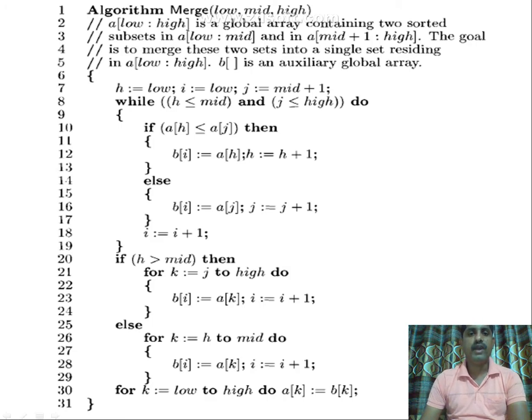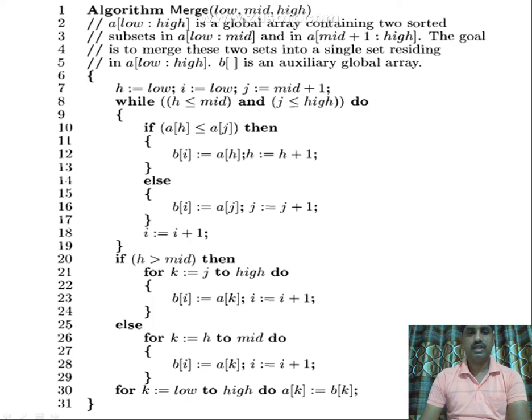Now, while h <= mid and j <= high, we compare the values from the index to mid and from j, that is mid + 1, to high. If A[h] <= A[j], then B[i] = A[h], and then h = h + 1.